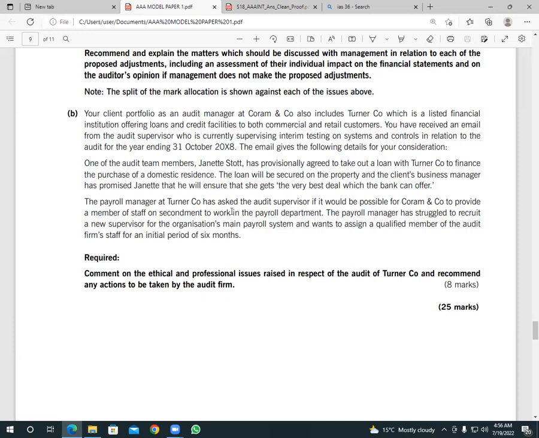The payroll manager at Turner Company has asked the audit supervisor if it would be possible for Coram and the company to provide a member of staff on secondment to work in the payroll department. The payroll manager has struggled to recruit a new supervisor for the organization's main payroll system and wants to assign a qualified member of the audit staff for an initial period of 6 months. Required, comment on the ethical and professional issues raised in respect of the audit of Turner Company and recommend any actions to be taken by the audit firm.